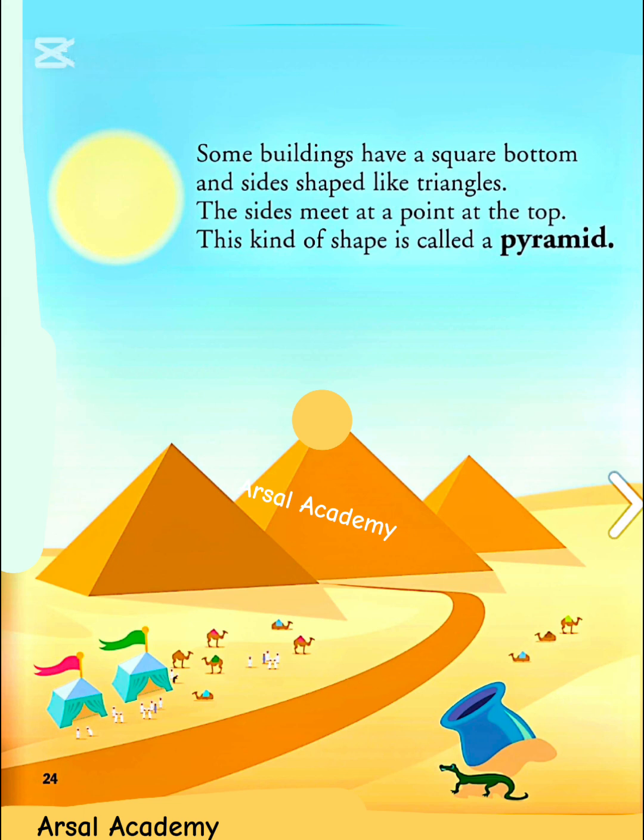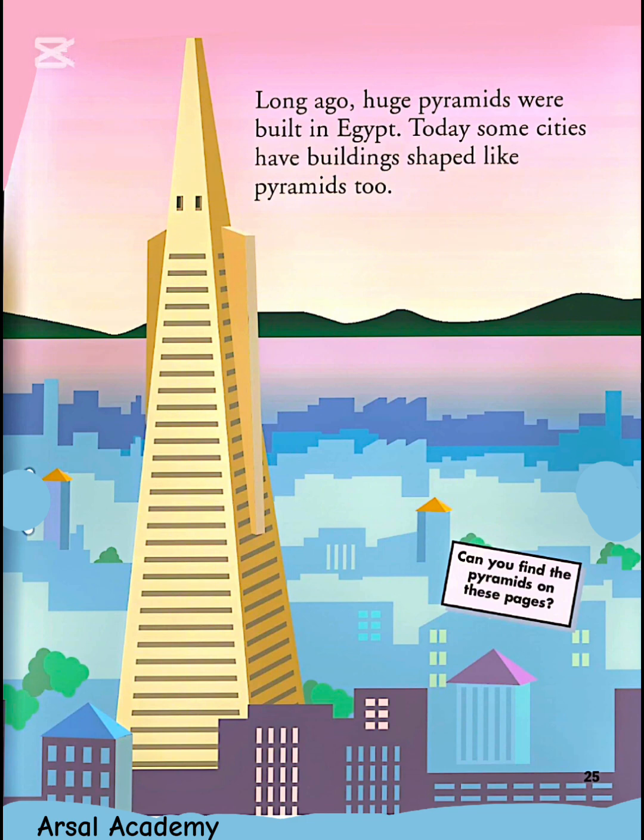Some buildings have a square bottom and sides shaped like triangles. The sides meet at a point at the top. This kind of shape is called a pyramid. Long ago, huge pyramids were built in Egypt. Today, some cities have buildings shaped like pyramids too. Can you find the pyramids on these pages?